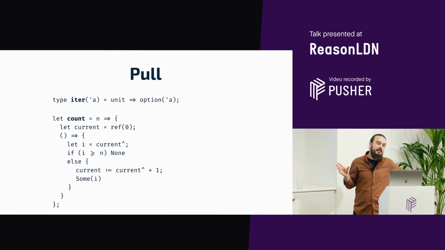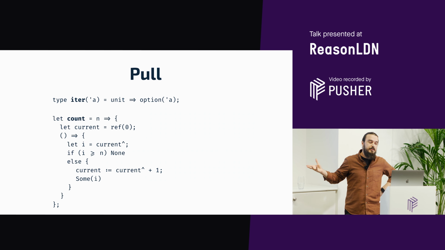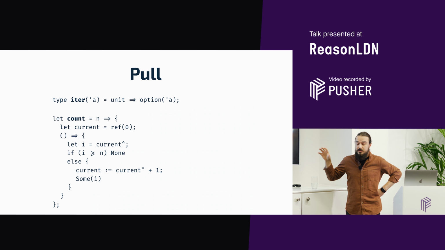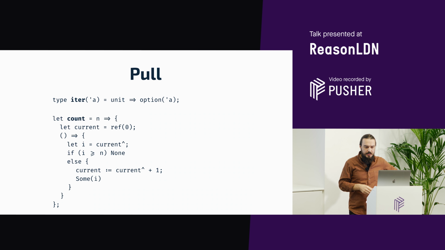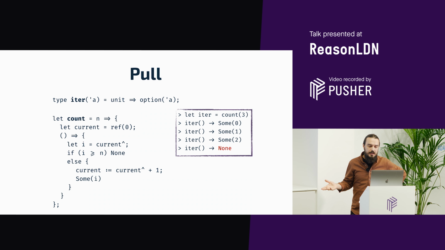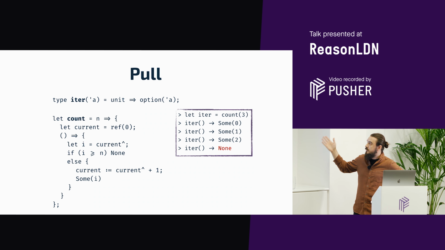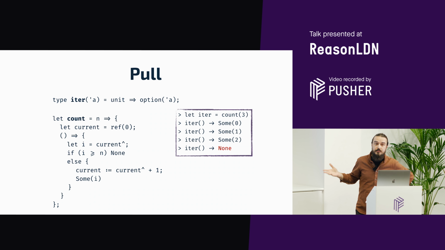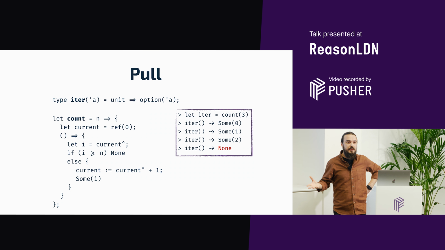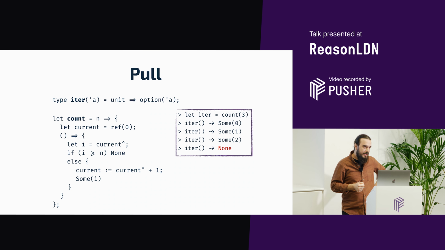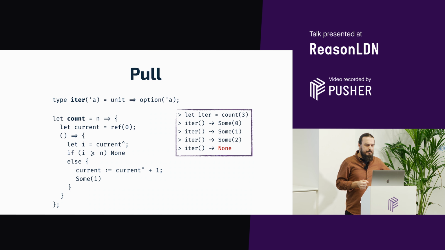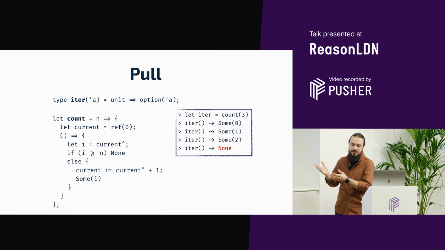The only difference is that instead of raising an exception, we say None, and we wrap our count value into the Some constructor. And of course, we can just call it, and we will get Some 0, Some 1, Some 2, and then None. So this way, we know that the iterator terminated without having to handle that exception. Seems like an improvement. Okay, but what does this have to do with iterators? Is this what we want to do?